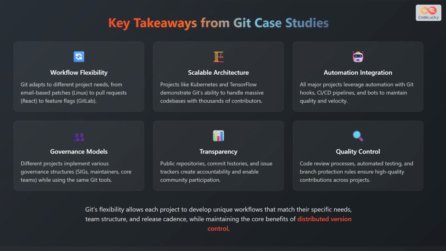Public repositories, commit histories, and issue trackers create accountability and enable community participation. Code review processes, automated testing, and branch protection rules ensure high-quality contributions across projects. Git's flexibility allows each project to develop unique workflows that match their specific needs, team structure, and release cadence, while maintaining the core benefits of distributed version control.